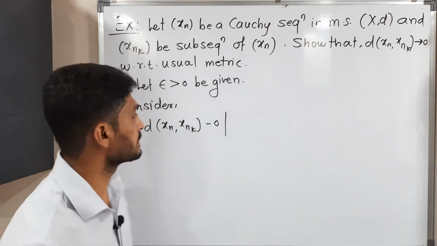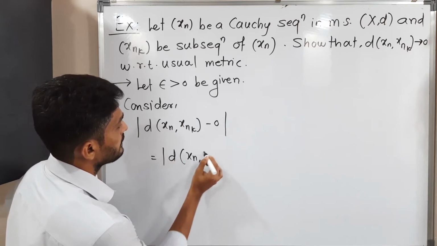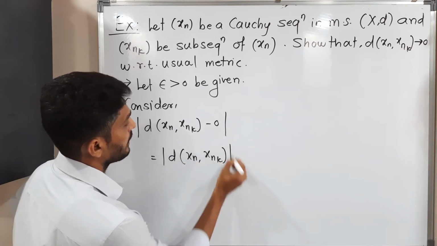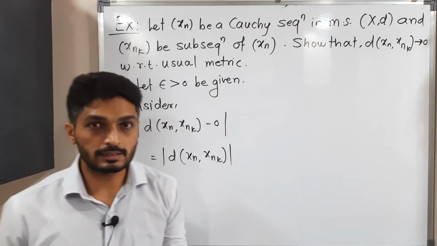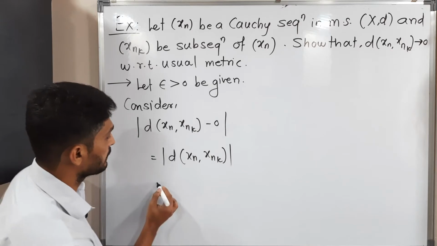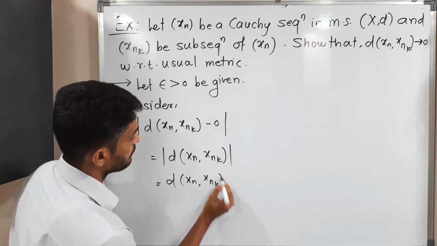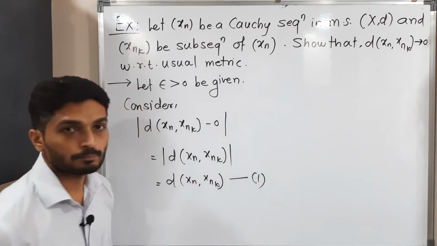Let us simplify it first. If you subtract 0, we will have the same d of xn, xnk. But you know that distance, d means distance, cannot be negative, so there is no need of mod. We will have the same. So this is d of xn, xnk. We have reached up to this step. I will call it 1.